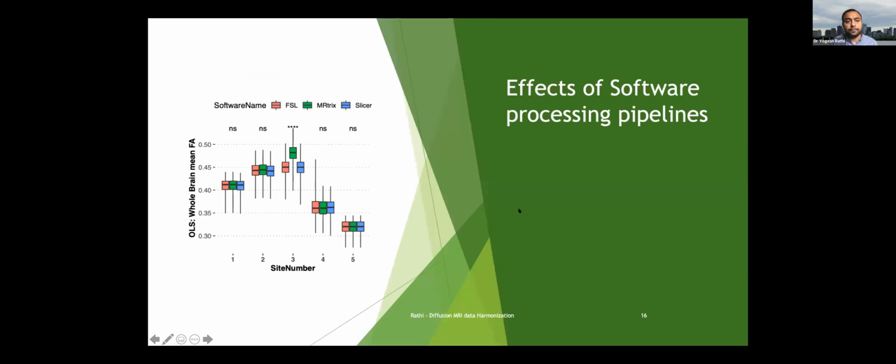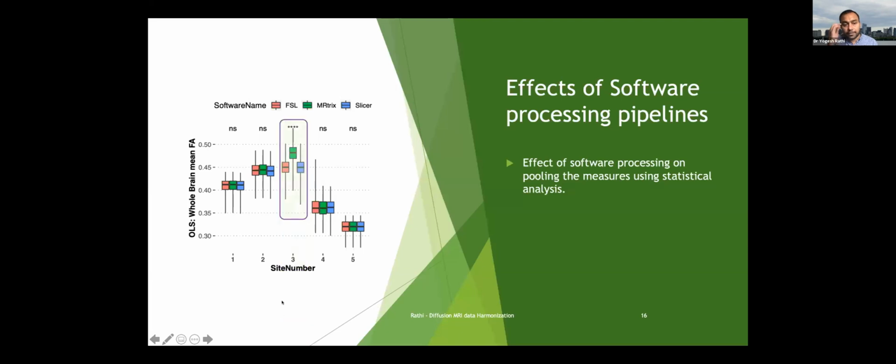So here is one example I'm giving you. Here it's the same exact data set. There are 5 different sites. For each site, we are processing the data using 3 different software. Processing in the sense of only the DTI fit. All other steps were constant. Only one step was changed, and this is what you see already. At least out of the 5 sites, 4 sites are fine, but at one site you have a significant difference between just the data fitting, and that is because of noise. You can see that FSL is different compared to MRtrix compared to Slicer.